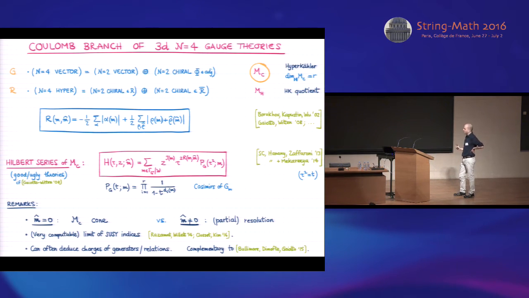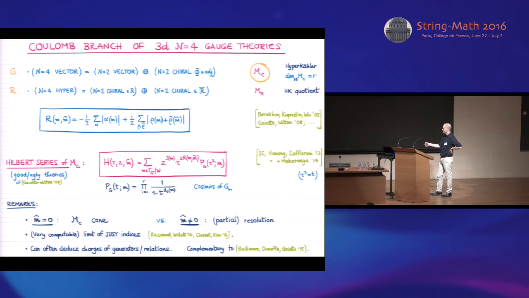In this limit, essentially, the fermions do not contribute to the index. But I would like to stress that this is a very computable limit, and in particular, you can use this formula to often deduce charges of generators and relations, and sometimes to determine completely the chiral ring.